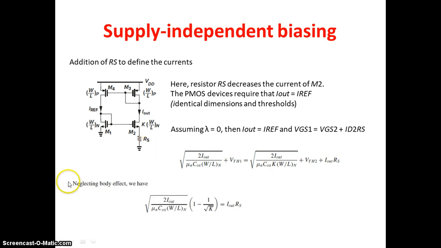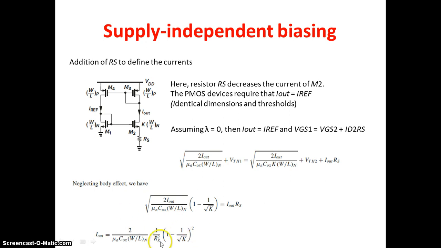Now if I neglect body effect, the expression can be simplified to 2 into I out divided by mu n C ox W by L into (1 minus 1 over root K). If W by L are the same, that will also be taken outside. That's why 1 minus 1 by root K is nothing but I out into RS. Now if we simplify for I out, it comes out as I out equal to 2 by mu n C ox W by L, over 1 by RS square into (1 minus 1 by root K) whole square.